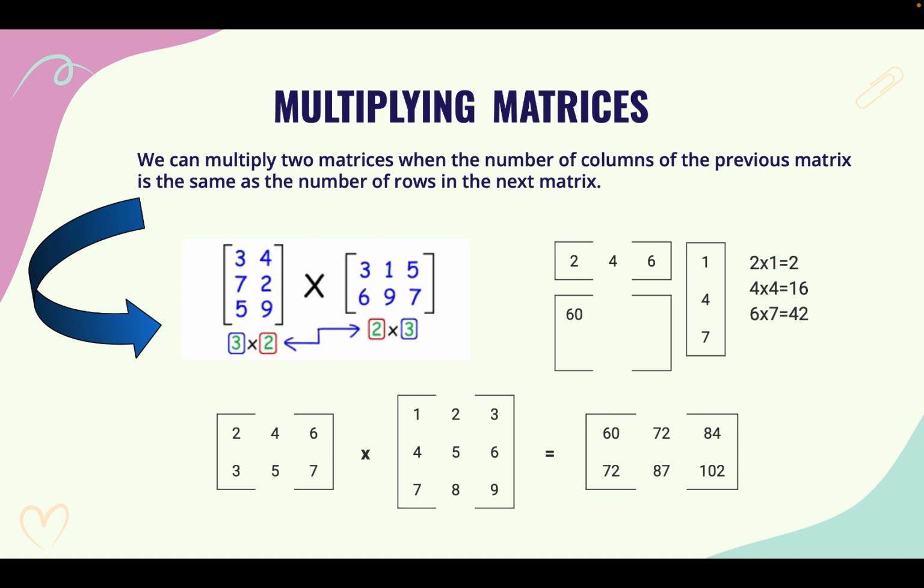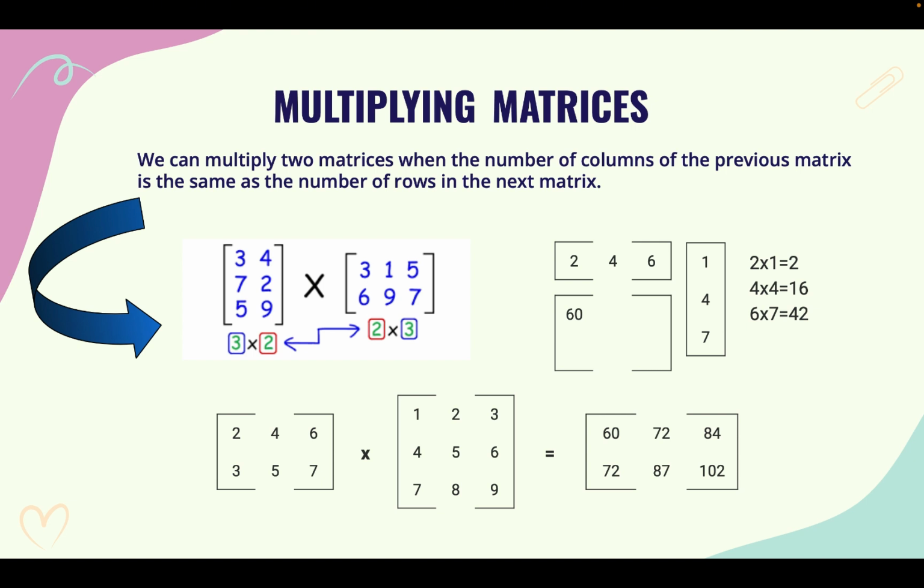Now, let's move on to multiplying matrices that aren't singular. Now, this is where it can get a little bit tricky, but with some practice, it can get very easy. First of all, we can only multiply two matrices when the number of columns of the previous matrix is the same as the number of rows in the next matrix.